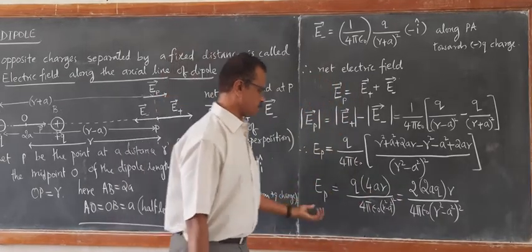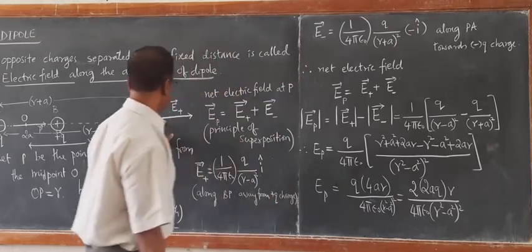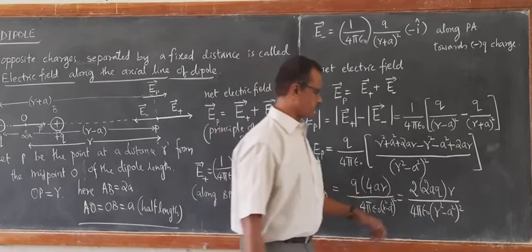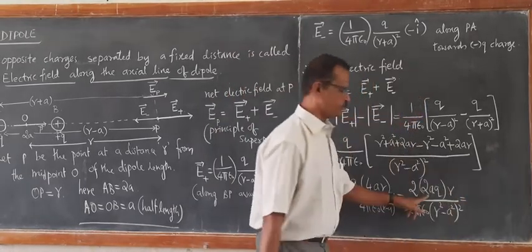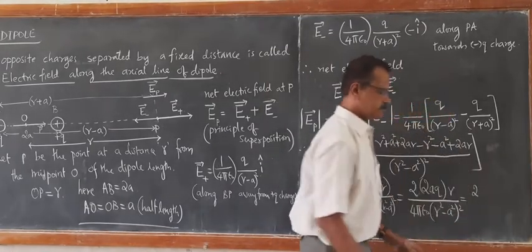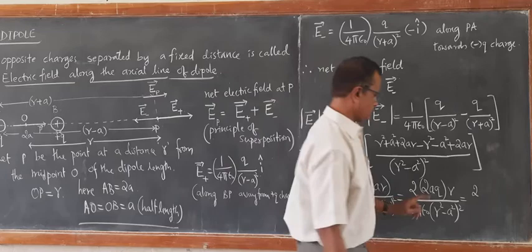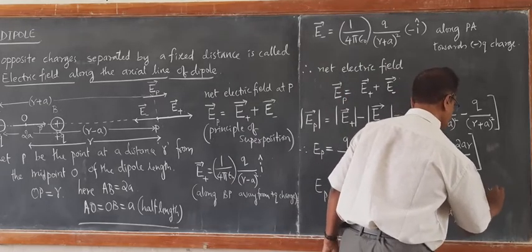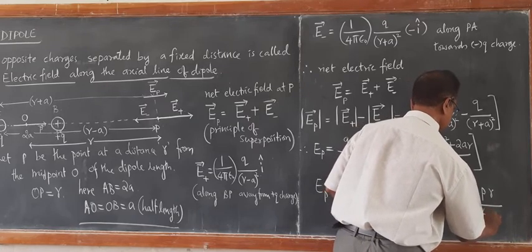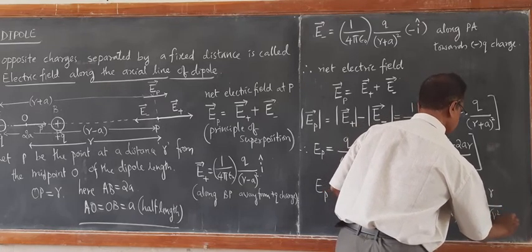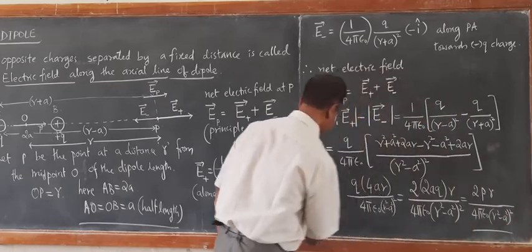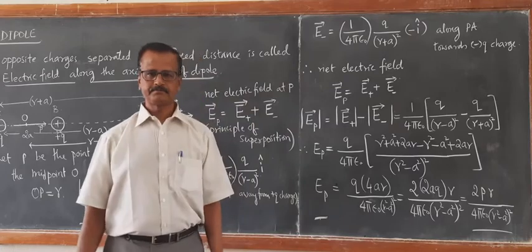So this becomes electric field at this point P. That is the magnitude of electric field at this point P. So next step will be, we know what is 2AQ. 2AQ is P. So first I am writing 2 as it is. 2AQ I am writing it as P R divided by 4 pi epsilon naught into R square minus A square whole square. So this becomes the final equation for electric field at point P.